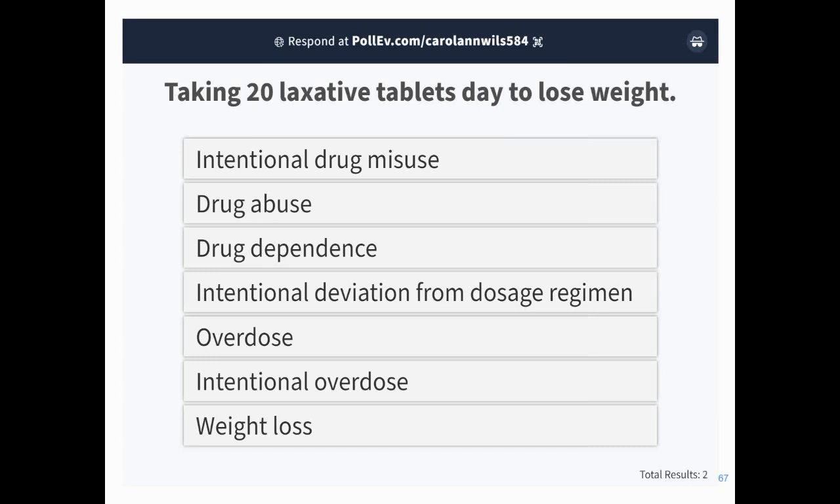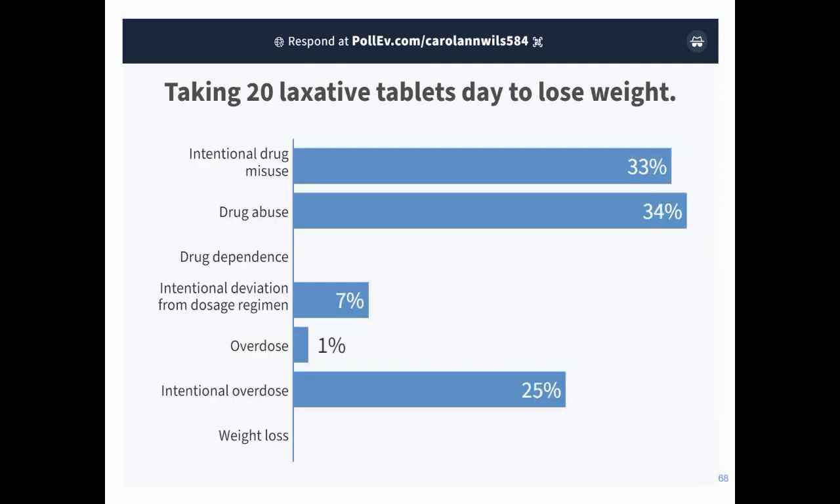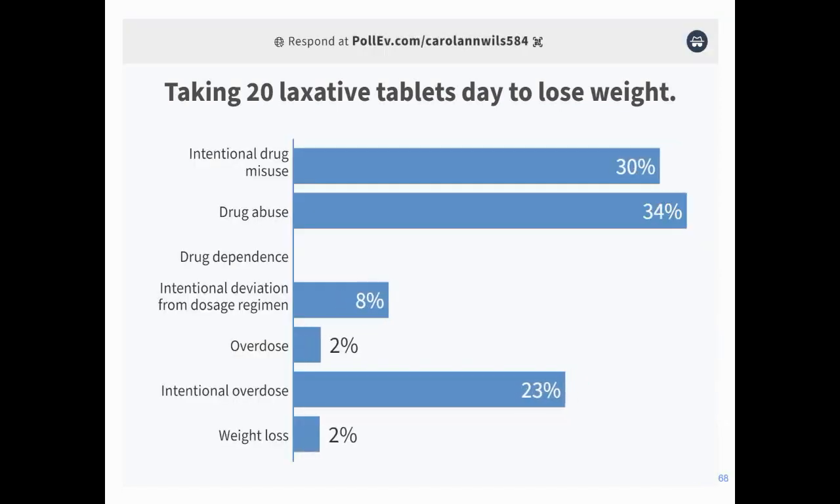Now, which LLTs would you assign for this one? Intentional drug misuse, drug abuse, drug dependence, intentional deviation from dosage regimen, overdose, intentional overdose, and weight loss are the coding options. Let's see what the trends are. Most of you are going for intentional drug misuse, others for drug abuse, and intentional overdose are favorite options here.